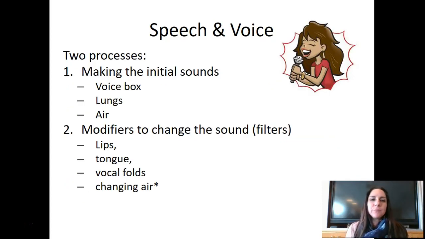So to make speech or to voice or to sing, you actually need two things. These things seem obvious, but it's worth talking about. You need something, of course, to make the sound. And, of course, we use air specifically. So our lungs and air and our voice box are the things that make the sound. And then we have modifiers that change the sound or filter the sound. So that's the lips, the tongue, the vocal folds. You could actually change air, and I'll talk a little bit about that too.